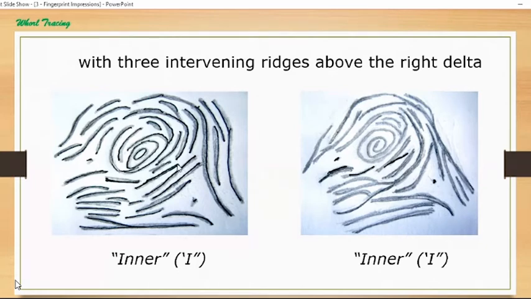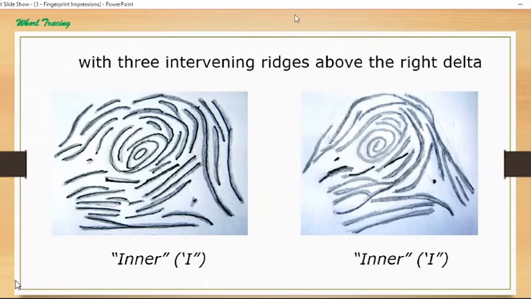Hanggang sa marating mo yung right delta. Pagdating doon sa right delta, bibilangin mo yung intervening ridges from the tracing ridge to the right delta. There are 1, 2, and 3. When there are 3 or more intervening ridges from the tracing ridge to the right delta, and the tracing ridge is above the right delta, so that is designated as inner.